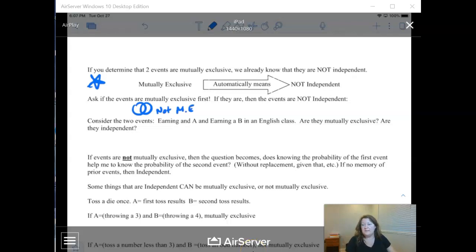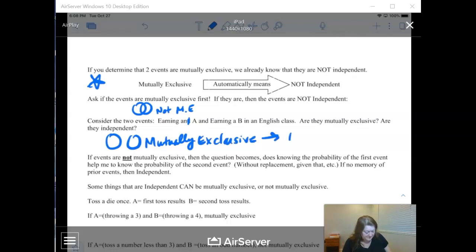Okay, so let's show you an example of that so you kind of get the idea. So let's say we're talking about the grade in an English class. And obviously I need work with that because it should be earning an A, not and A. Okay, earning an A and a B in English class. Are they mutually exclusive? Could you earn an A and a B in your English class at the same time? The answer is no, they're apart from each other. So now that I know they're mutually exclusive, I know that they cannot be independent. So let's talk about why I know that. So it's not independent.